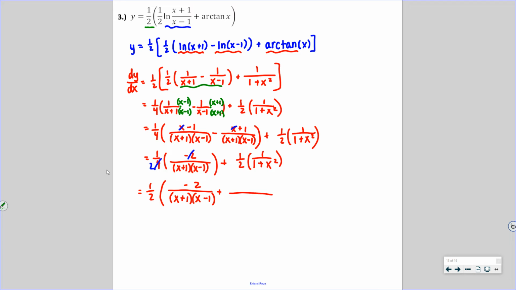But now I'm going to try to make common denominators with these ones. So this fraction I'm going to multiply the top and bottom by 1 plus x squared. Now, obviously, if you were to multiply these out, you get x squared minus 1, right? We get a difference of squares, so we don't have the same denominators right now.